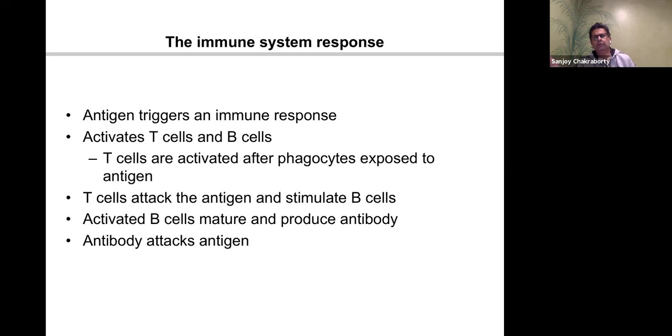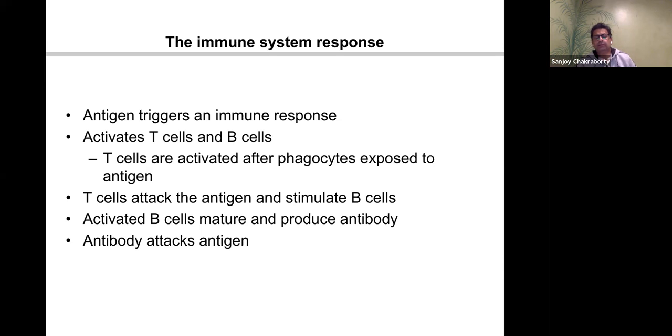NK cells, we learned already, are involved in non-specific defense. Here we are going to focus on the T and B cells. Why are they called T cells? Because the reason is it's a thymus-driven cell. The gland thymus participates in the process of maturing T cells.